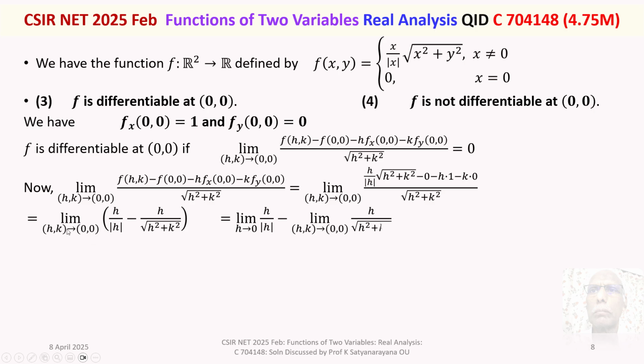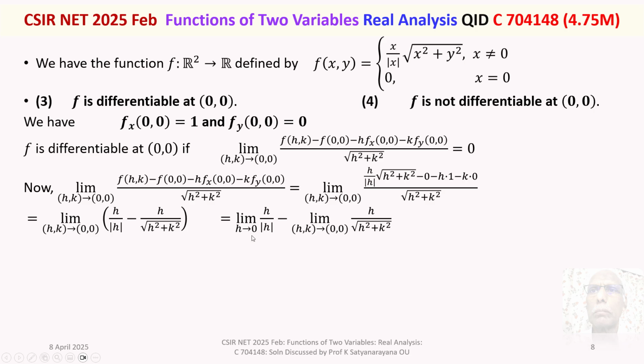And you are left with limit h comma k tends to 0 comma 0 of h by mod h times the square root of h square plus k square, divided by the square root of h square plus k square. They cancel, and we will get h by mod h minus h by the square root of h square plus k square. Separate them: limit h tends to 0 of h by mod h, minus limit h comma k tends to 0 comma 0 of h by the square root of h square plus k square.